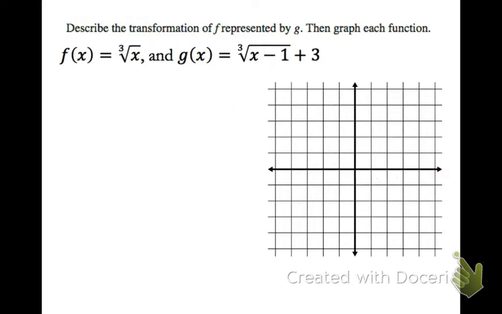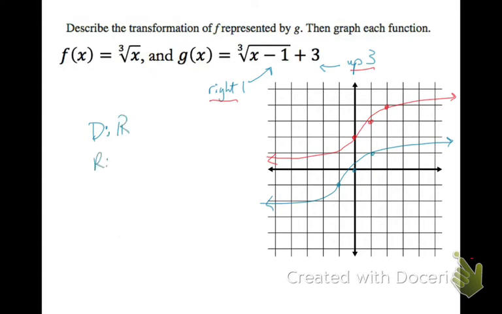For this problem, it's a cube root, and you should have noticed that the transformed graph will shift 1 to the right and 3 up. So taking that parent graph, you're going to shift each of those points to the right 1 and up 3. Our domain and range for the cube root function, even transformed, will still be all real numbers. All right, and that concludes the notes for this concept.